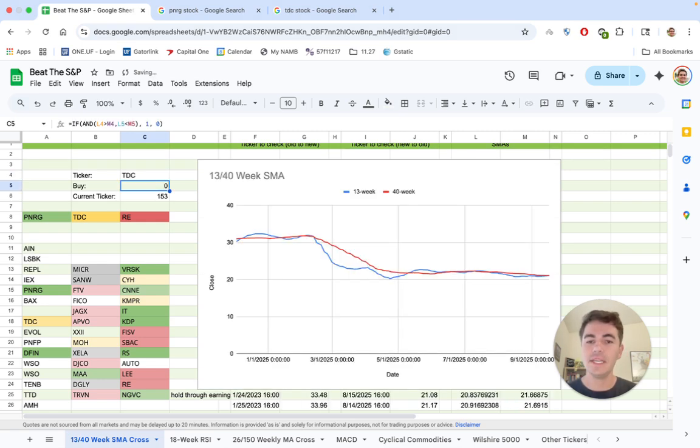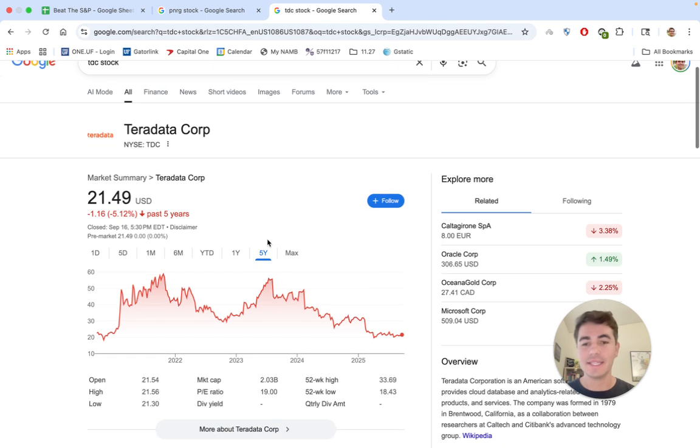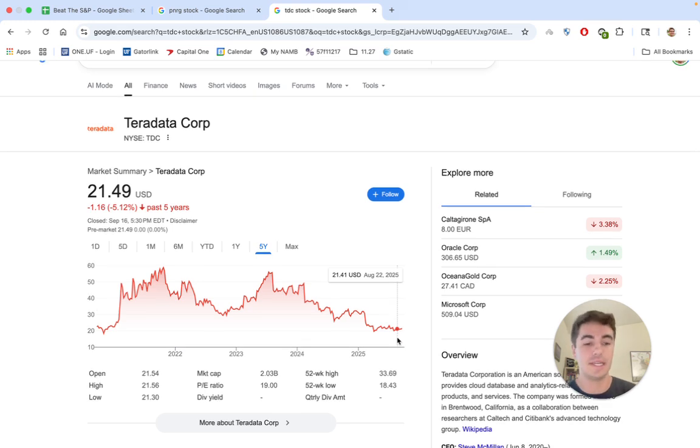TDC, here's one that we ought to hesitate on. So as you can see, this isn't necessarily any bad information, but when you look at TDC over the long term, that stock's not having a good time. So it's just going down, down, down. And I looked at some news for Teradata Corporation, and they're in a period of decline.